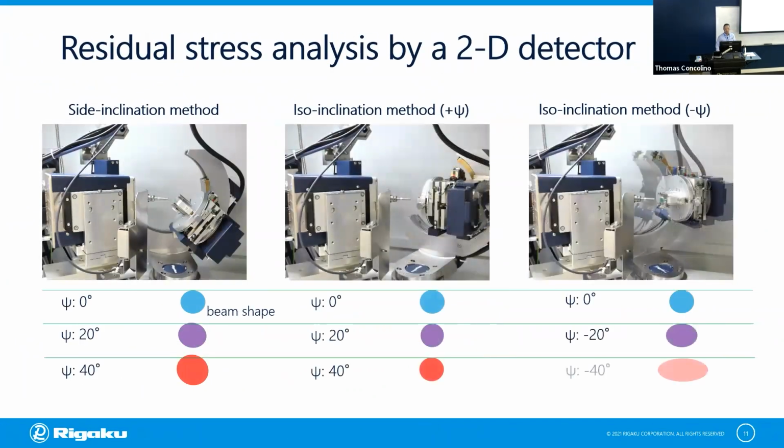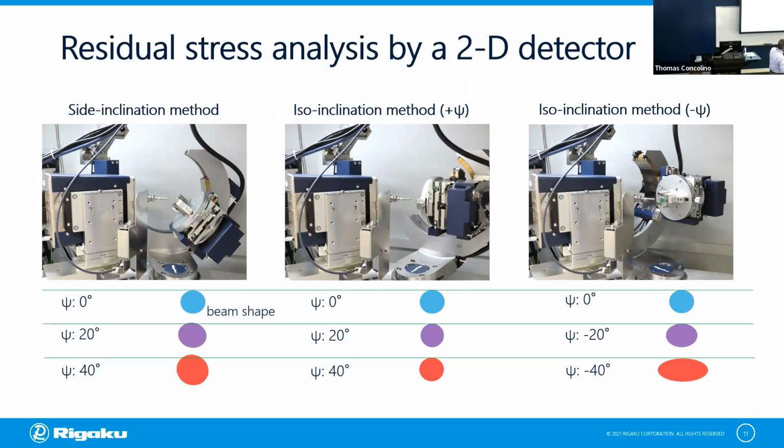For residual stress measurements, generally speaking, we have 3 different configurations achievable with the area detector. On the left-hand side is called side inclination, which means your sample is tilted perpendicular to the incoming X-ray. Then there is the iso-inclination method, with plus psi and minus psi. Those are the 2 different setups on the right-hand side. In this method, the scattering vector is tilted in the theta plane of the diffraction plane, so by changing the omega angle, you can tilt the scattering vector.